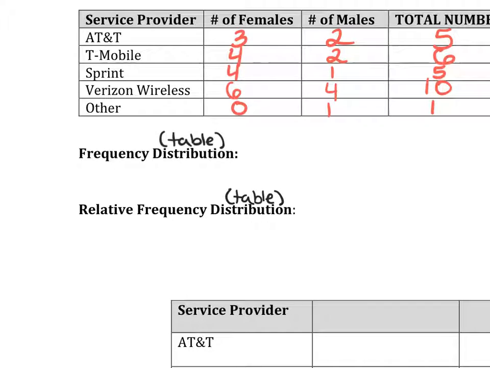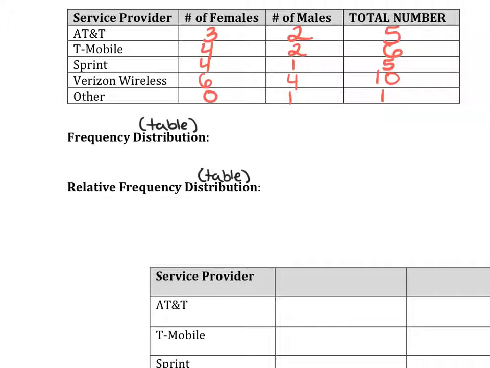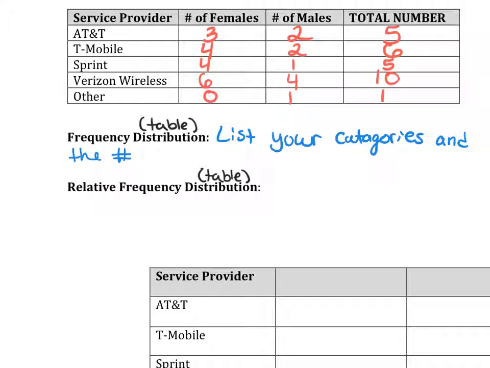So with a frequency distribution or a frequency table, this is just where you list your different categories and the number of individuals in that category. So frequency is just how many times did you get that answer, for each occurrence.